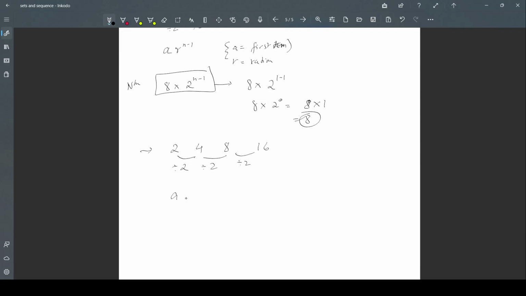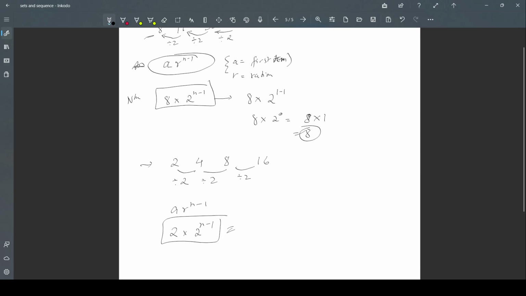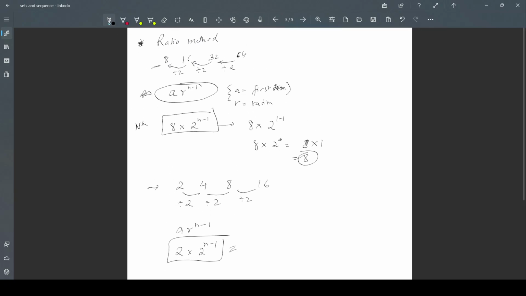So you'll be applying the a into r to the power n minus 1 formula. Keep this formula in mind. This is important actually. So a is the first term and r is the difference, that is the division difference, r to the power n minus 1, right? So this will be your final answer for this sequence. So that's all these things you have to keep in mind. Let's discuss some questions based on this.